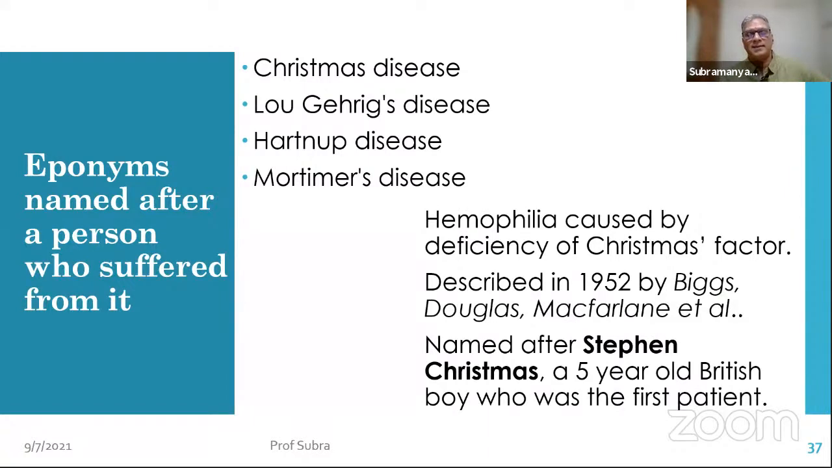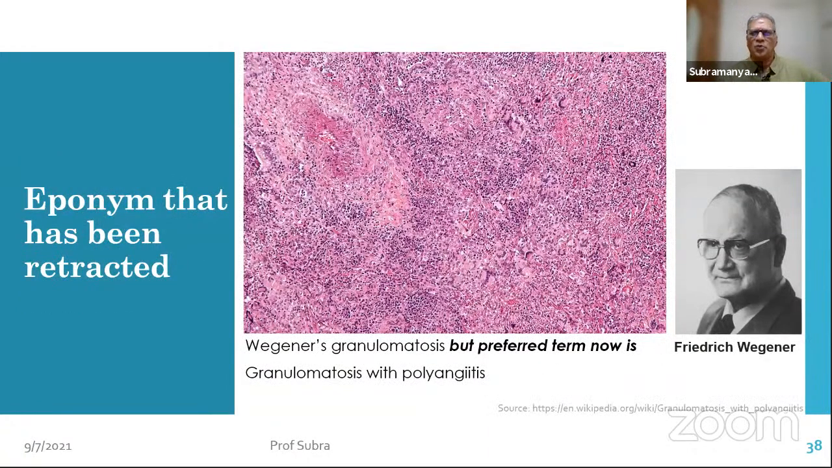Eponyms that have been retracted. There are some words, like Wegener's granulomatosis, which was quite popular and a preferable term for quite some time. But now the preferred term is granulomatosis with polyangiitis. The reason is apparently that Friedrich Wegener, a German pathologist, probably had links with the Nazi regime and was possibly involved in certain war crimes. So they felt it is not right to honor him by naming a disease after him. Another person with similar Nazi links is Reiter, so the preferred term now is reactive arthritis rather than Reiter's syndrome.